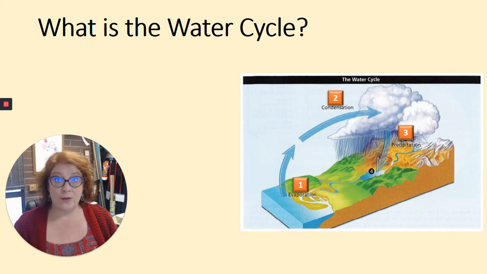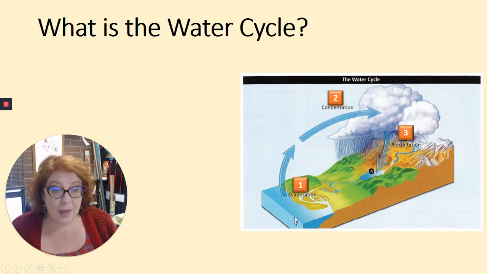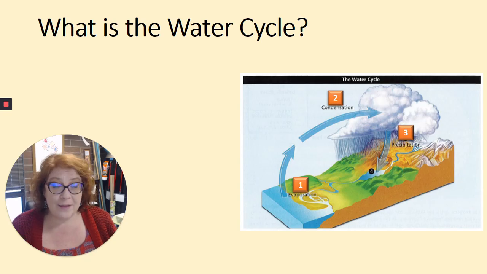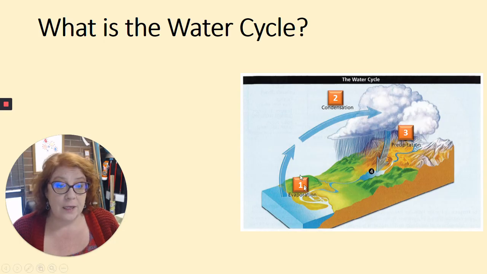Okay, let's talk about the water cycle. Now, I've got 1, 2, 3. These are the 3 steps of the water cycle that we're going to talk about today. Now, you're also going to be talking about this in science this year. So by the time this year is over, at the end of 6th grade, you're just going to be an expert on the water cycle. So let's talk about it a little bit. Here's number 1.